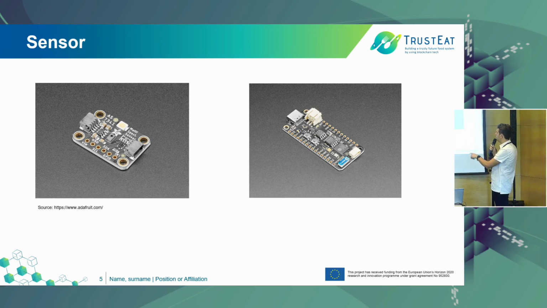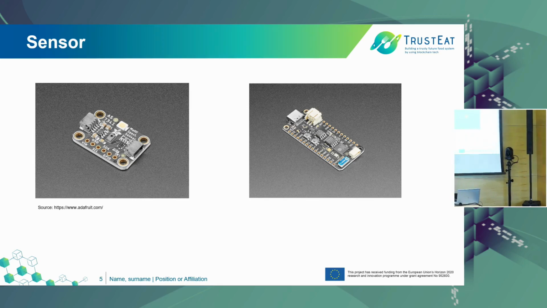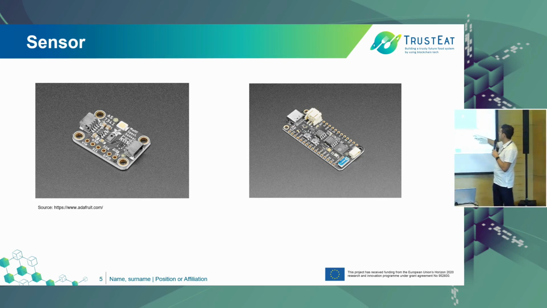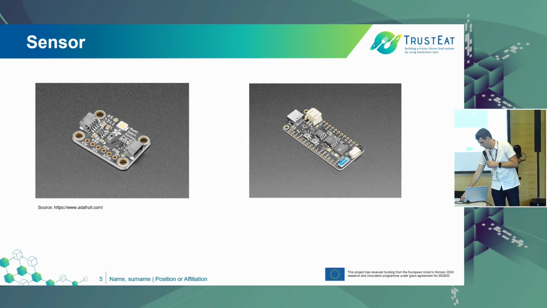You'll see on the left side, this is a spectral sensor. You see here a light source. This is an LED, and this is the sensor that can detect different colors. And then we have a microcontroller with Wi-Fi connectivity where we just connect the sensor to the cloud.